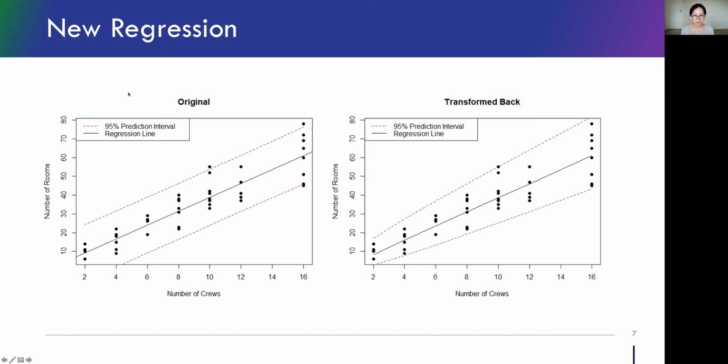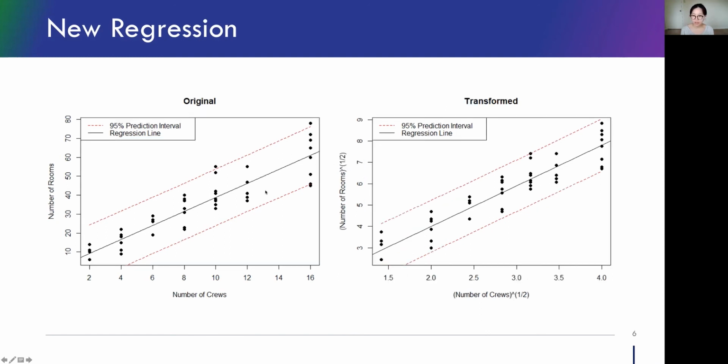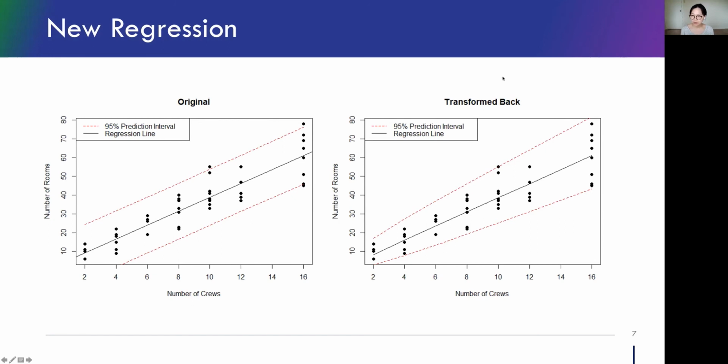So again, this is the same plot as before, but this one is transformed back. If you look at the y-axis and x-axis, it's already back into the original x and y, right? So I just transformed the prediction interval and the regression line back to their original unit. So this is what they look like after we transform back to the original unit. It's even more clear in this way.